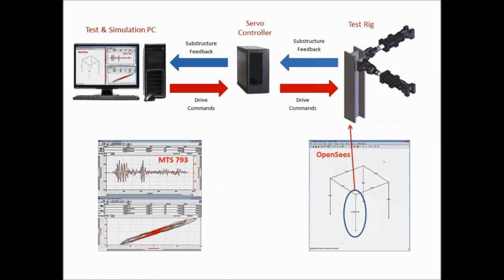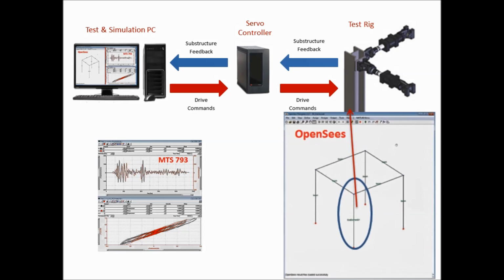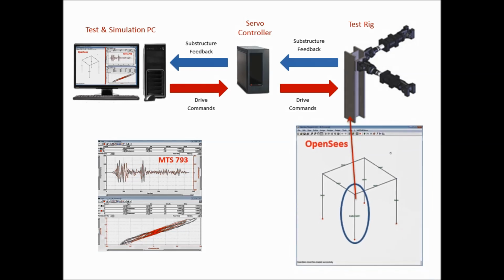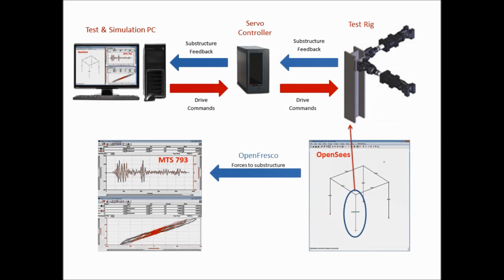In this example, we use OpenSees for the finite element modeling of the computational substructure. This is an open source program developed by the University of California, Berkeley. Berkeley also developed OpenFresco, which is a middleware program between the computational modeling domain and the physical testing domain. The final software piece is the MTS Computer Simulation Interface, known as CSI for short.